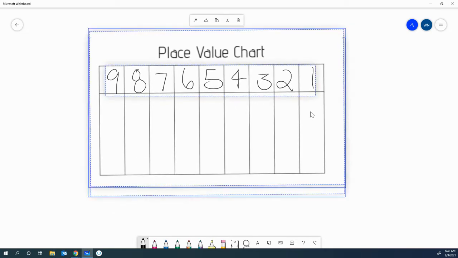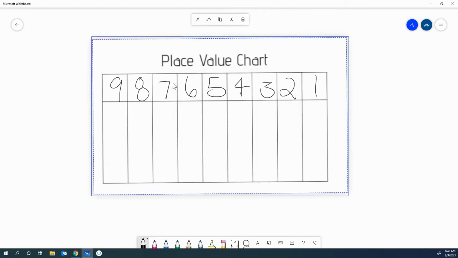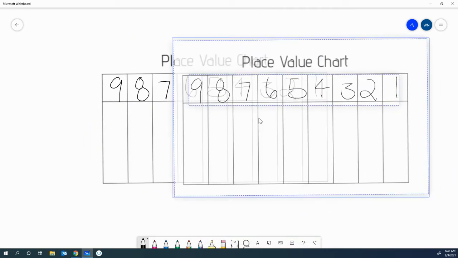Can I rotate it again is the question. I don't think I can. I'm going to have to write sideways now. That didn't work very well.